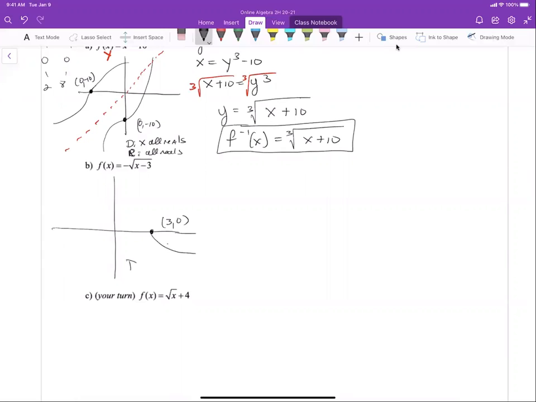And what is its domain? Domain is x must be greater than or equal to 3. And its range, which is y, is going to be less than or equal to 0. And that's important because we're going to need that information.